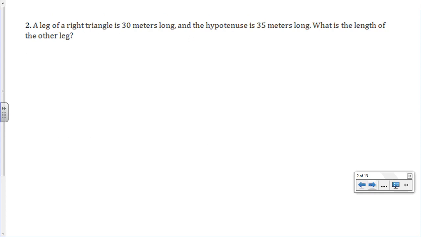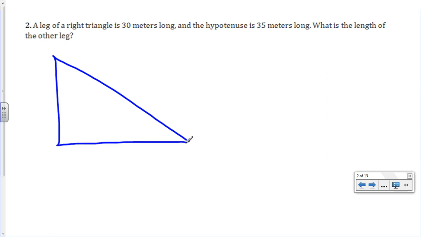All right, number two, a leg of a right triangle is 30 meters long and the hypotenuse is 35 meters long. What is the length of the other leg? All right, because this word problem actually tells you this is a leg, this is the hypotenuse, find the leg, you don't technically have to get the visual by drawing the picture out. But just for the sake of review, I'm going to go ahead and draw the picture out just to show you what that would mean.